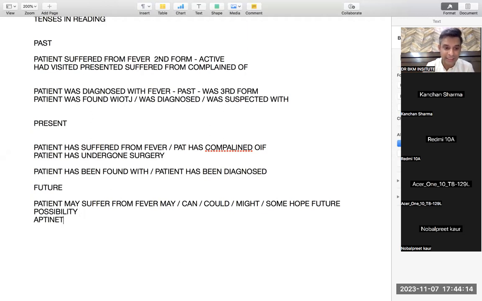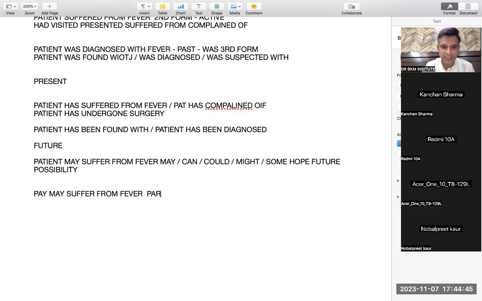So if any options like this, patient will suffer from, patient will have fever. Okay, so that is future. Agree. Patient may suffer from fever. Suppose the paragraph says patient may suffer from fever. Please do not answer me in a rush. This is the last thing we are doing to make you understand reading. Paragraph says patient may suffer from fever, and B option says patient is suffering from fever.